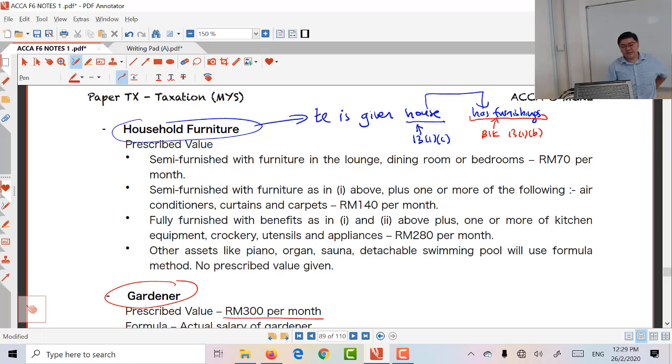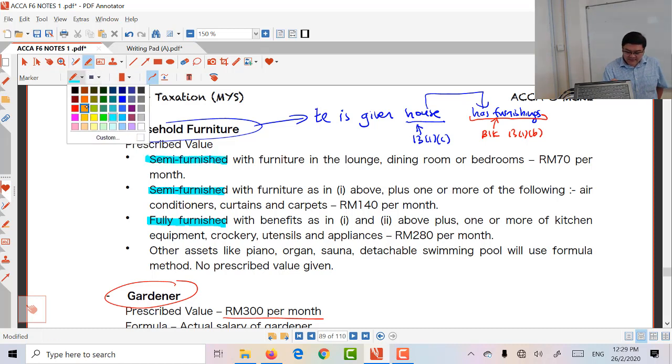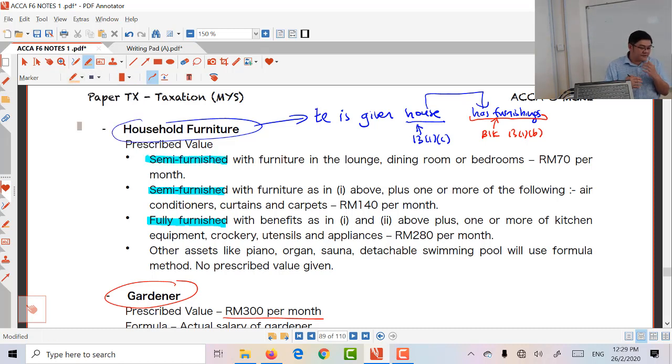Okay, so the value of the furnishings is divided into three levels. It's either fully furnished or semi-furnished. Now, to us, semi is actually divided in this level. If you start off with lounge, dining, bedroom, so imagine what you have is like a sofa, coffee table, then a dining table. All right, then you go to your bedroom, you got a bed set and cabinet. That's it. That's the most basic furnishing. Now, that will be 770 ringgit a month. That's how we assess it.